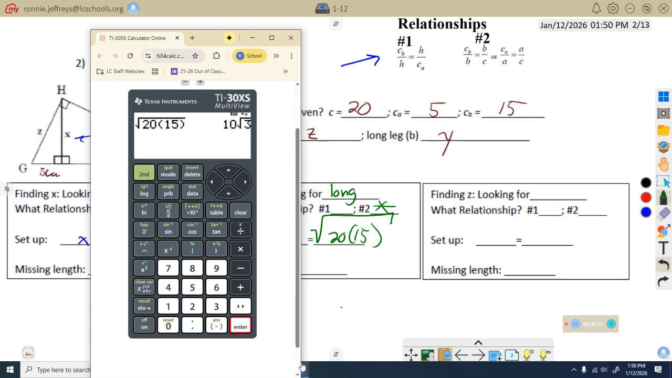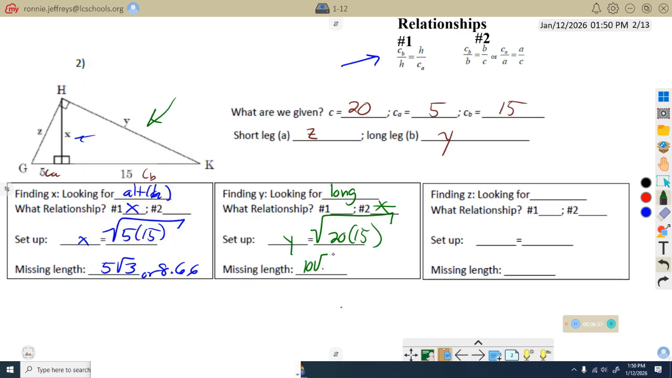Which is 10 root 3, 17.32. And looking for Z. Z happens to be our short leg this time. All right, so Z equals the square root. Whichever one your calculator comes up with.